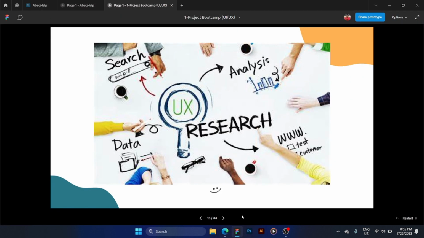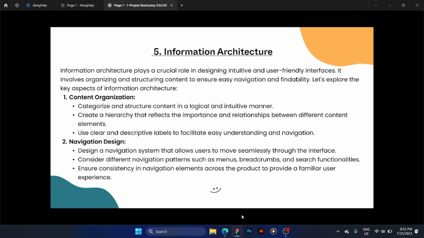So quickly, let's go to the last one we'll be treating today, which is information architecture. Information architecture, IA, plays a crucial role in designing intuitive and user-friendly interfaces. One of the key things about information architecture is that it helps you to know how you scale up your content, how you scale up everything in your designs, okay?